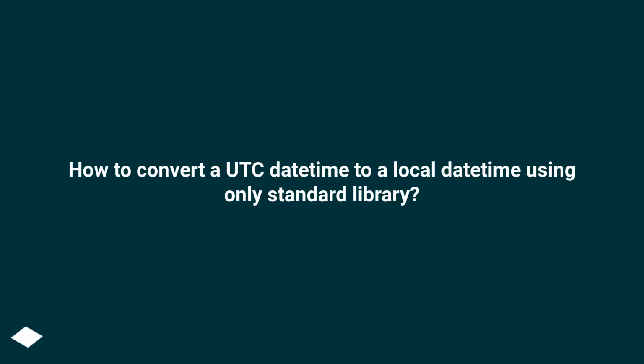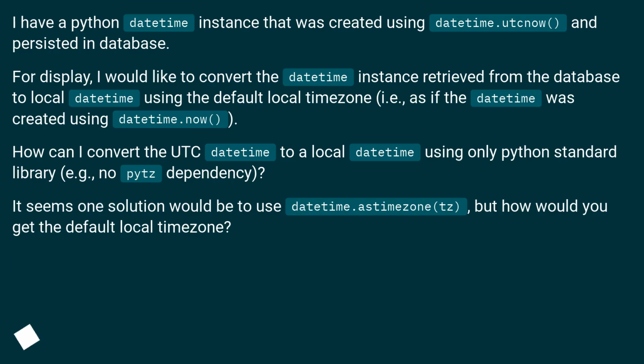How to convert a UTC datetime to a local datetime using only the standard library? I have a Python datetime instance that was created using datetime.utcnow and persisted in a database. For display, I would like to convert the datetime instance retrieved from the database to a local datetime using the default local time zone, i.e., as if the datetime was created using datetime.now.